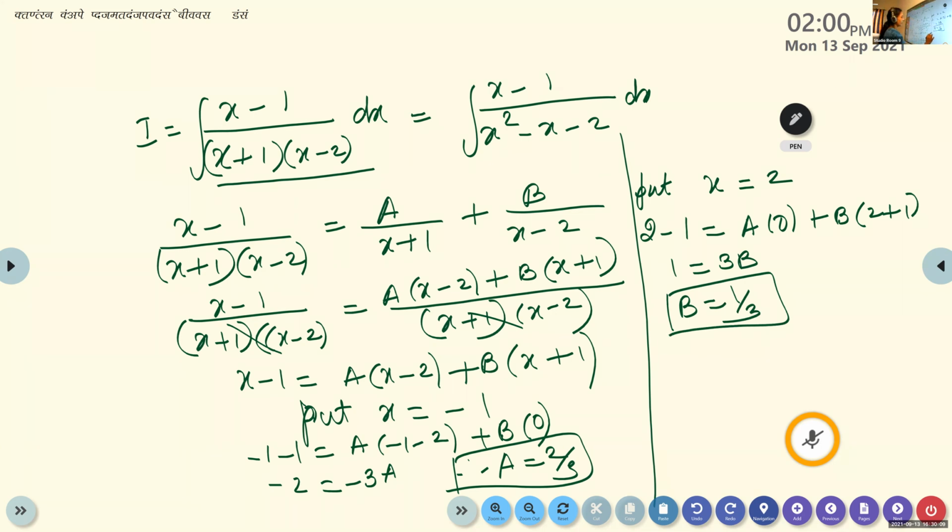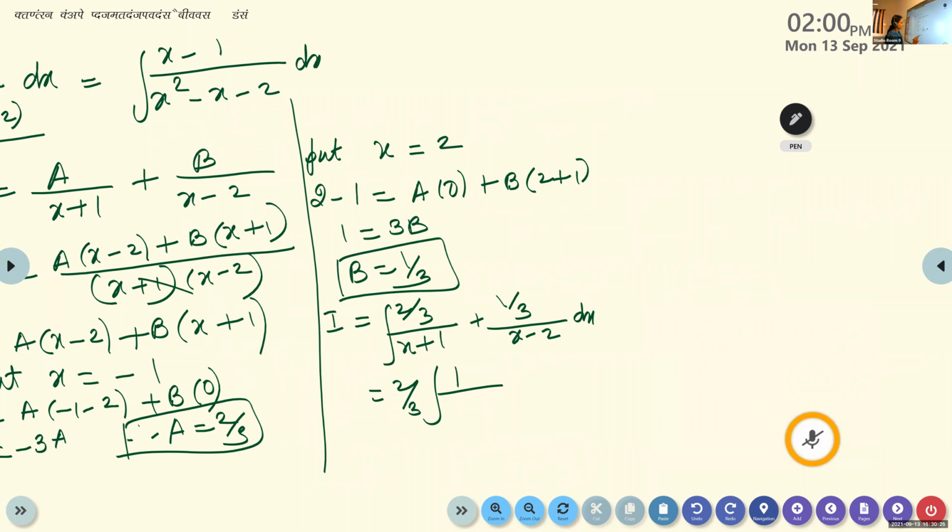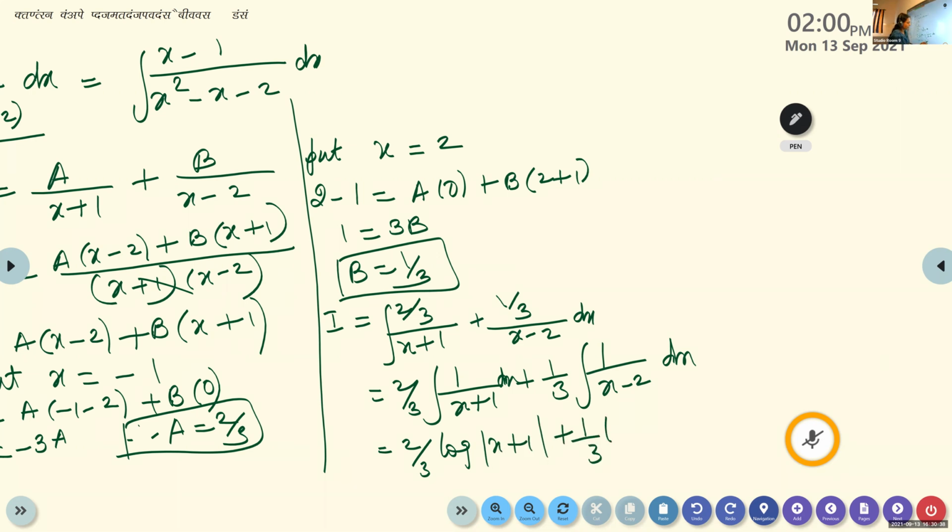Substitute here. I is equal to the integral of 2 by 3 by x plus 1, plus 1 by 3 by x minus 2, into dx. Now we can split this into two integrals: 2 by 3 into the integral of 1 by x plus 1 dx, plus 1 by 3 into the integral of 1 by x minus 2 dx. So it is 2 by 3 log of x plus 1 plus 1 by 3 log of x minus 2 plus some constant. Is it clear?